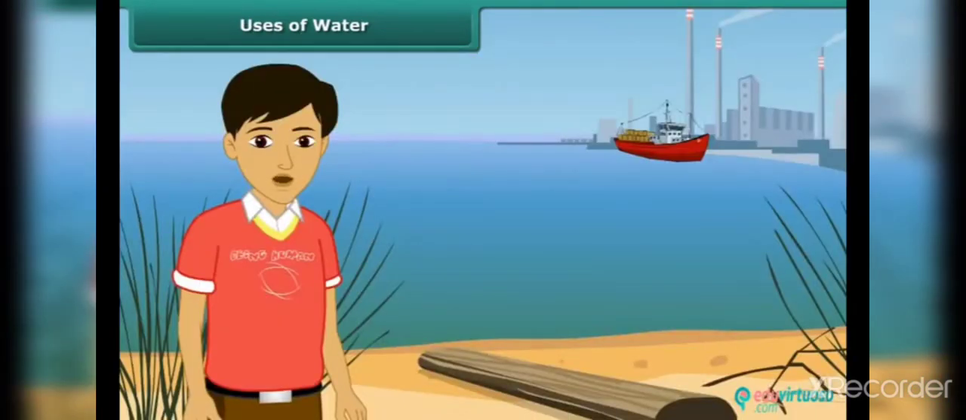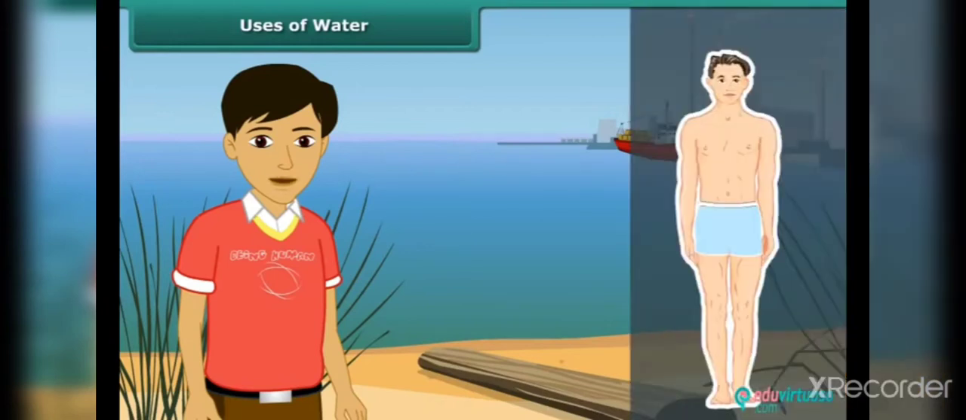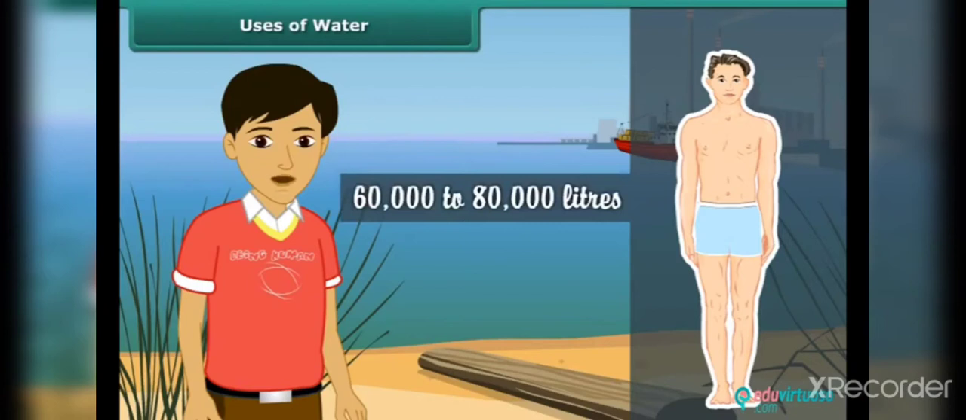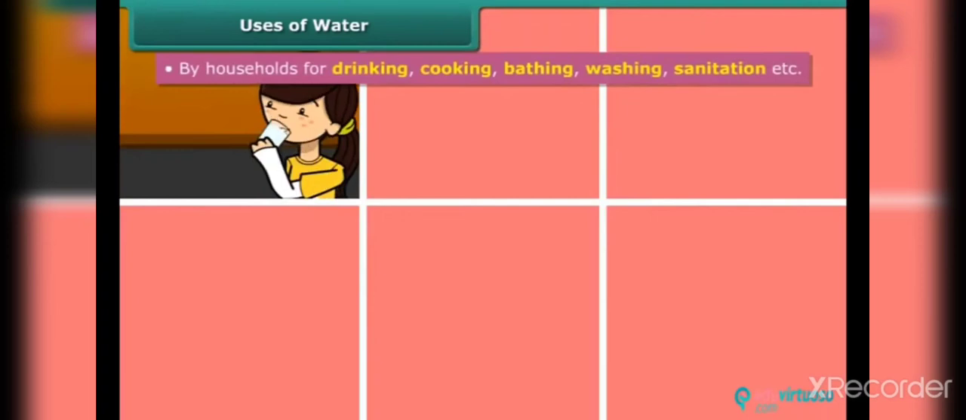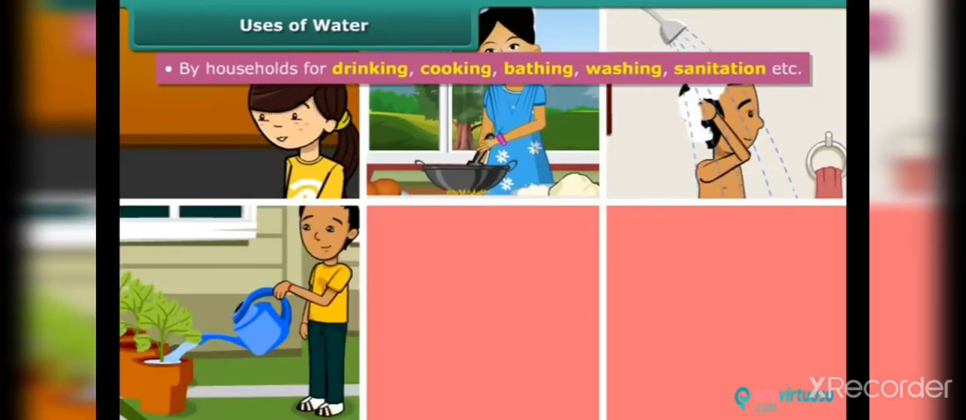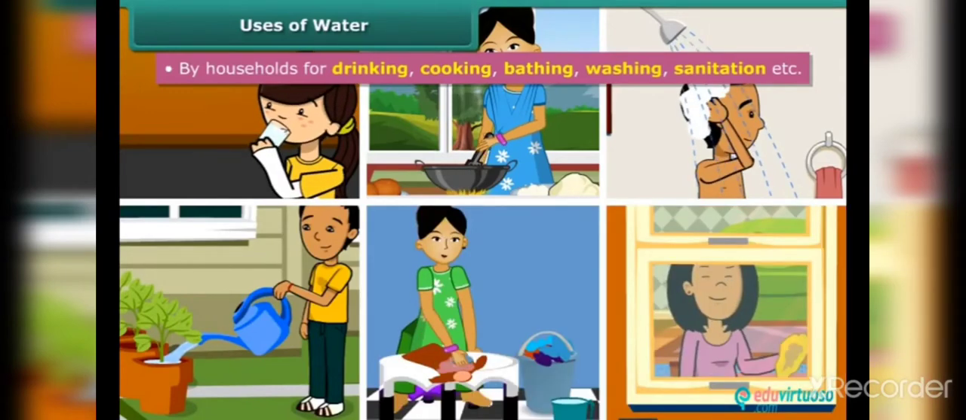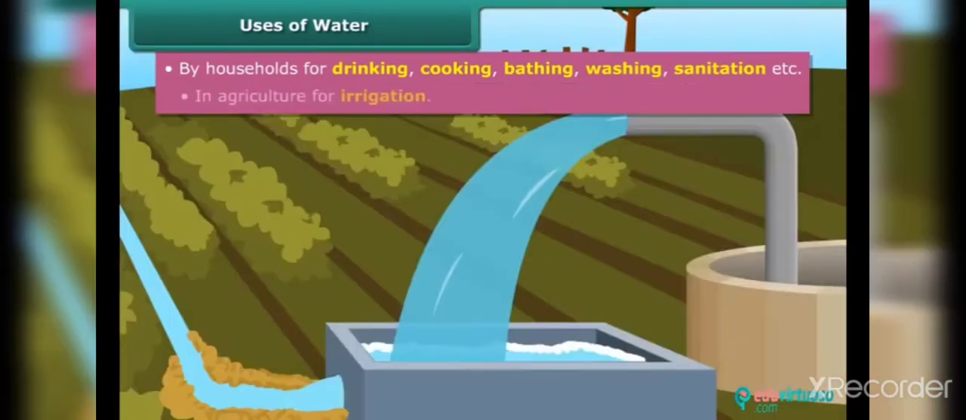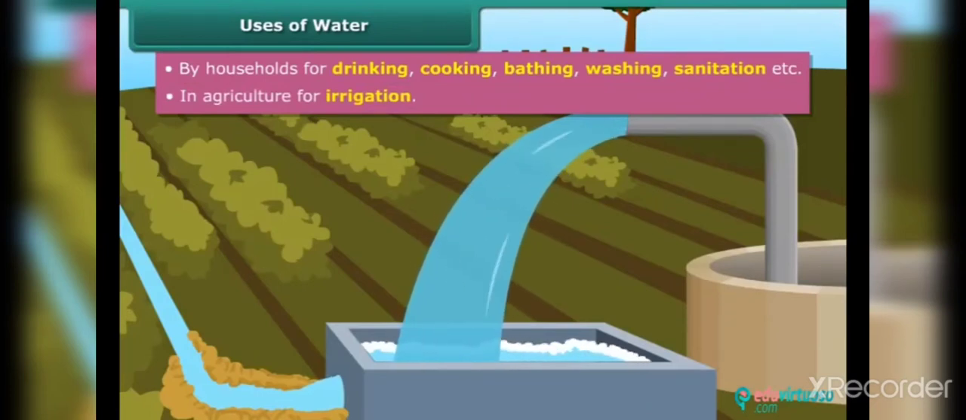We use water for various different purposes. On an average, a human being consumes about 60,000 to 80,000 liters of water in his lifetime. Water is used in households for drinking, cooking, bathing, gardening, washing, and cleaning purposes. Irrigation facilities improve agricultural output and help meet the growing demand for food from a growing world population.